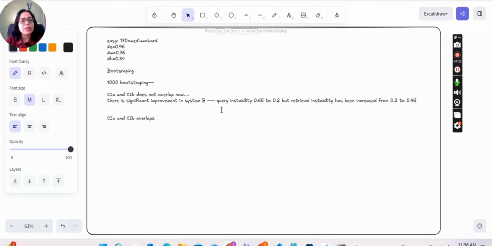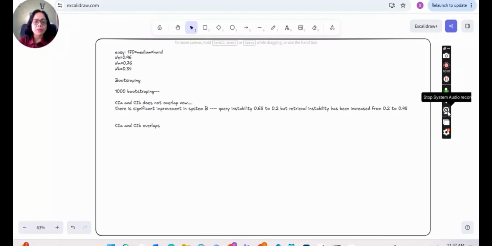It has increased. So when CIA and CIB overlap, but query instability has been reduced, there is a possibility that these two systems are the same. There is no significant difference between these two systems. That is the number one conclusion. The number two conclusion is that some other instability may be happening there: retrieval instability or LLM instability. So we need to go one by one to verify where the system is actually unstable, since it performs better for some queries and does not perform for some other queries.